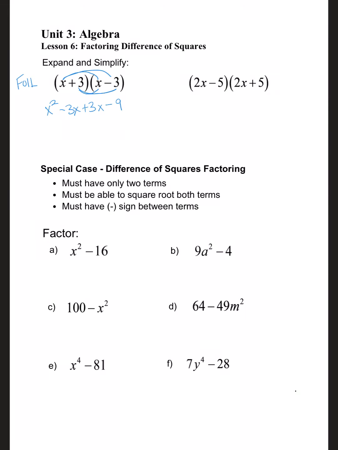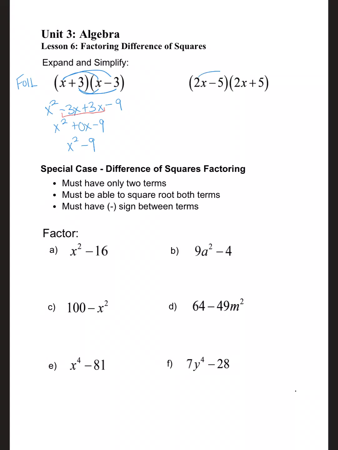Okay, so when we combine our like terms in the middle here, negative 3x plus 3x equals 0x minus 9. And we don't need to write that plus 0x. So we end up with just x squared minus 9. Okay, we're going to look at the next one. Then we're going to do the same thing. Let's go ahead and FOIL that.